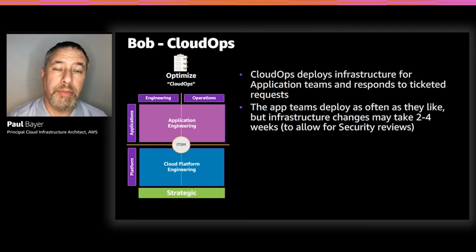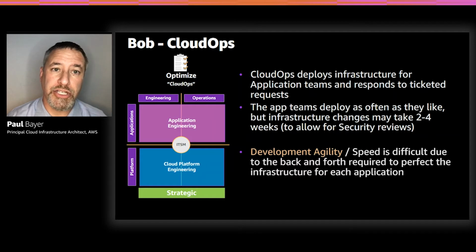Now, Bob represents the cloud ops. They're in the cloud. They're using the cloud. They've put their application teams together, their platform teams together. There's really no difference. They're not as siloed as Anna. The cloud team deploys the infrastructure for the application team to use, and that works for them. The difficulty they have sometimes is in development agility. If the application team requires certain infrastructure or resources to be created, they have to wait for the platform team to create those things for them.